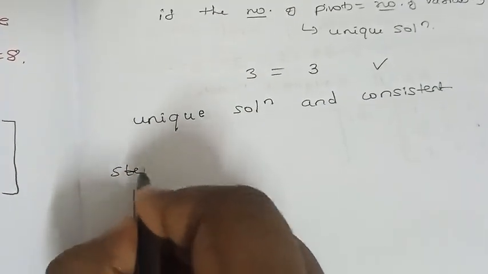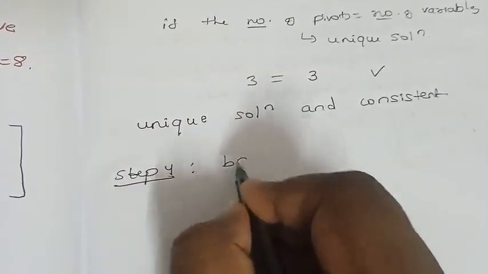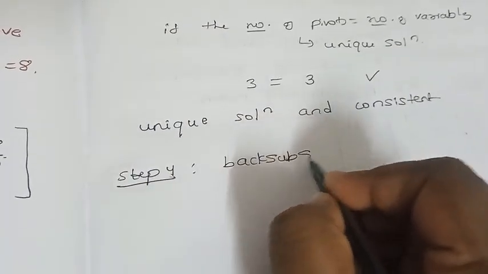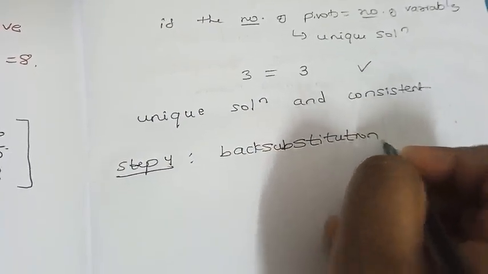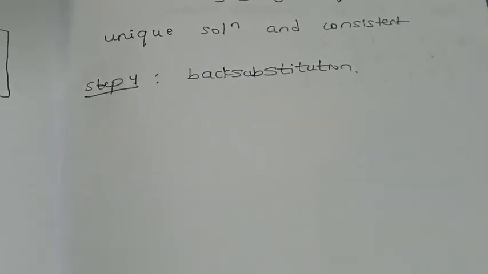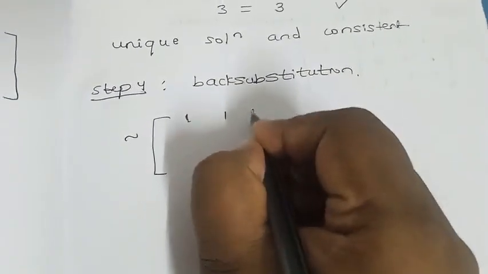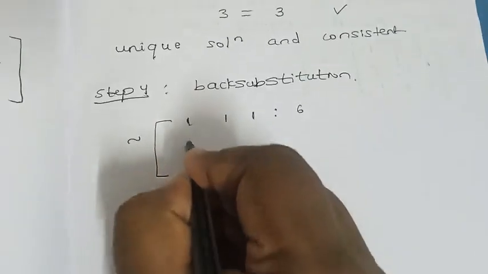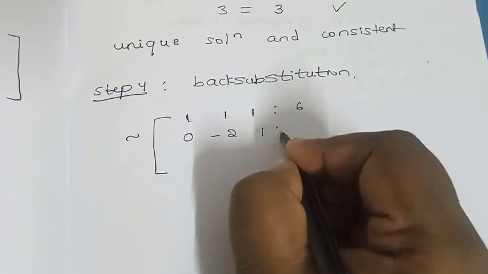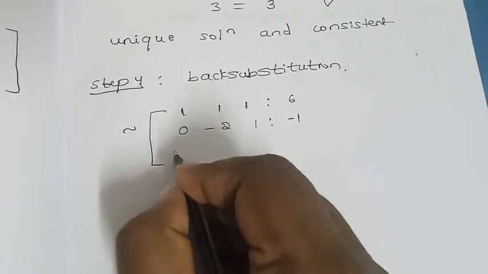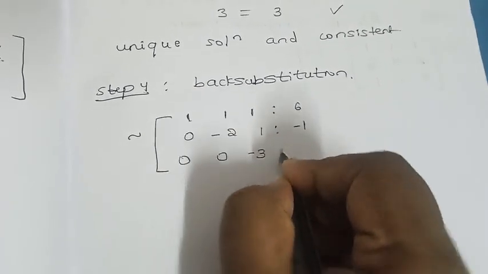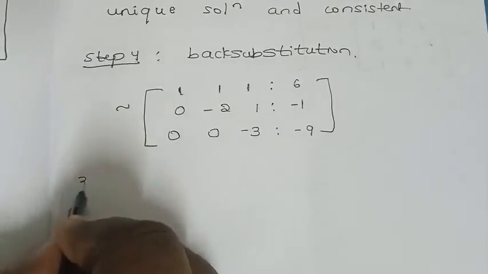Then our last step, step 4, is we have to do the back substitution. For back substitution, I will write the matrix once again. So 1, 1, 1, then 6; 0, minus 2, 1, then minus 1; then 0, 0, minus 3, minus 9. Okay, we will start from the third equation.